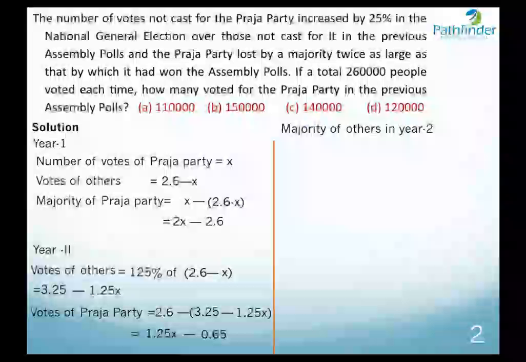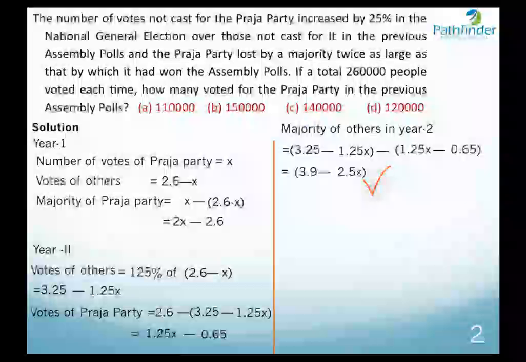Now what about majority of others? Because in the next year, the majority is that of others. And once again, remember what is majority? It is the votes earned by the winner minus the votes earned by the loser. So let's calculate the majority of others in year 2. (3.25 minus 1.25X), this is the votes of others, minus (1.25X minus 0.65). So on subtracting and in simplification, we get 3.9 minus 2.5X lakhs. Now this is the majority in year 2.